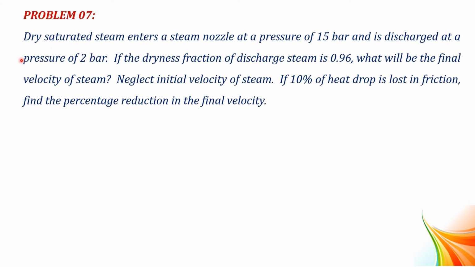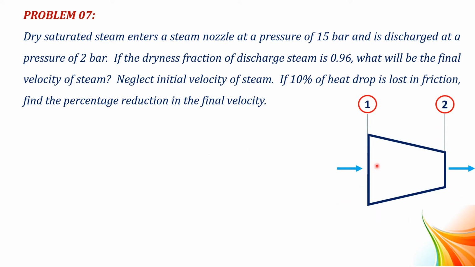Problem 7. Dry saturated steam enters a steam nozzle at a pressure of 15 bar and is discharged at a pressure of 2 bar. If the dryness fraction of discharged steam is 0.96, what will be the final velocity of steam? Neglect initial velocity of steam. If 10% heat drop is lost in friction, find the percentage reduction in the final velocity.